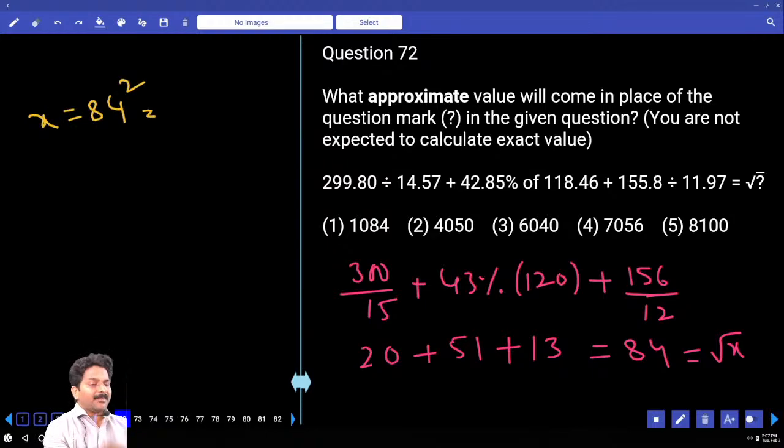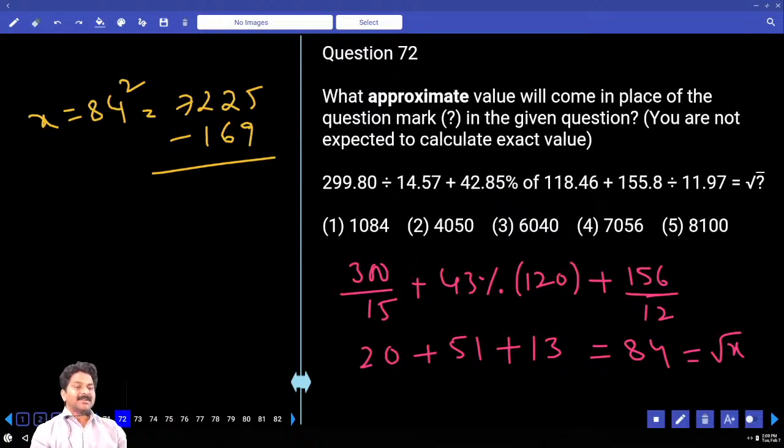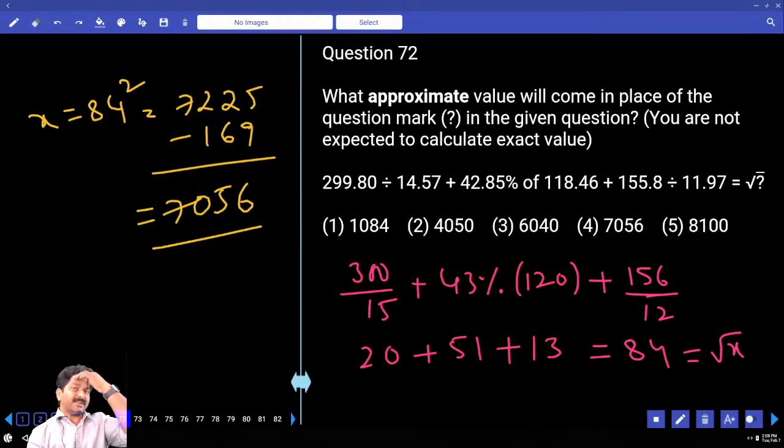84 square. Couple of ways to answer this question. If you know 85 square, 8 into 9, 72, 25. From this we need to subtract 85 and 84. Both together 169. So we need to subtract 169. Subtract 200, add 31 later. Subtract 200. 7000, 25 plus 31, 56. 7056. Done?